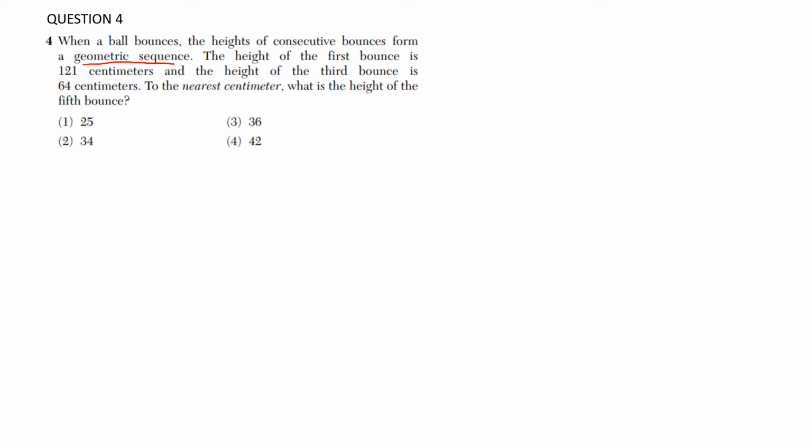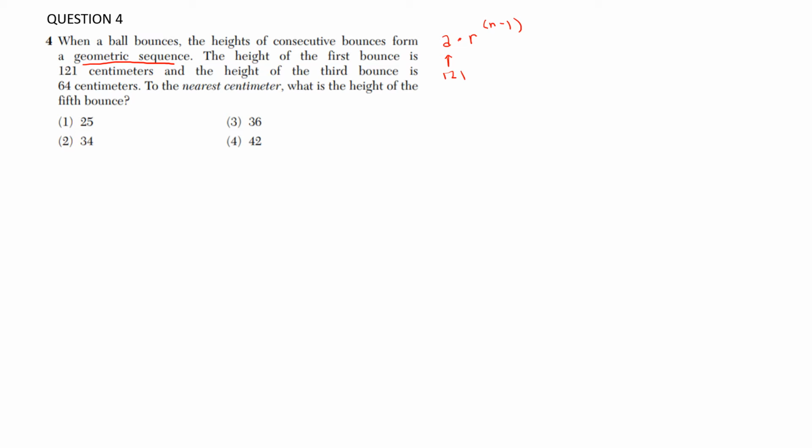So this is a geometric sequence, which is in the form of an initial value, multiplied by a common ratio raised to the n minus 1 power, with n being the nth term in the sequence. So we know that a should be our 121 centimeters at our first bounce, right? But we don't know what r is.